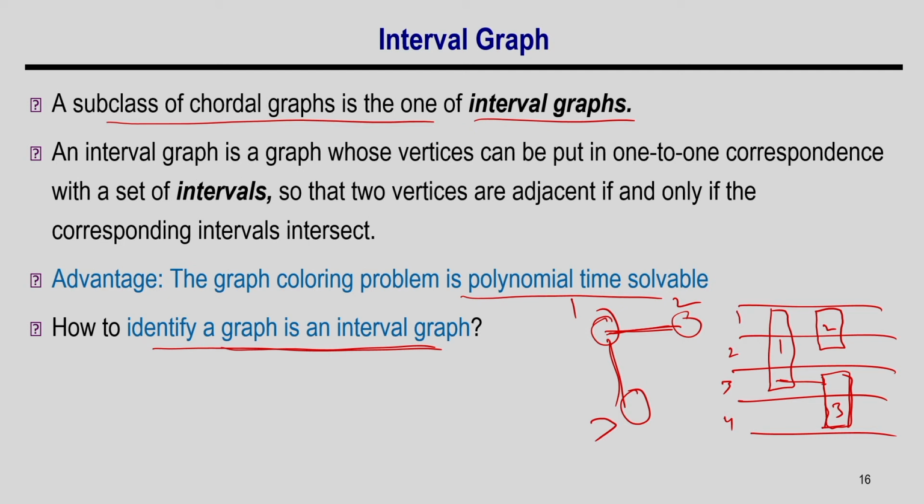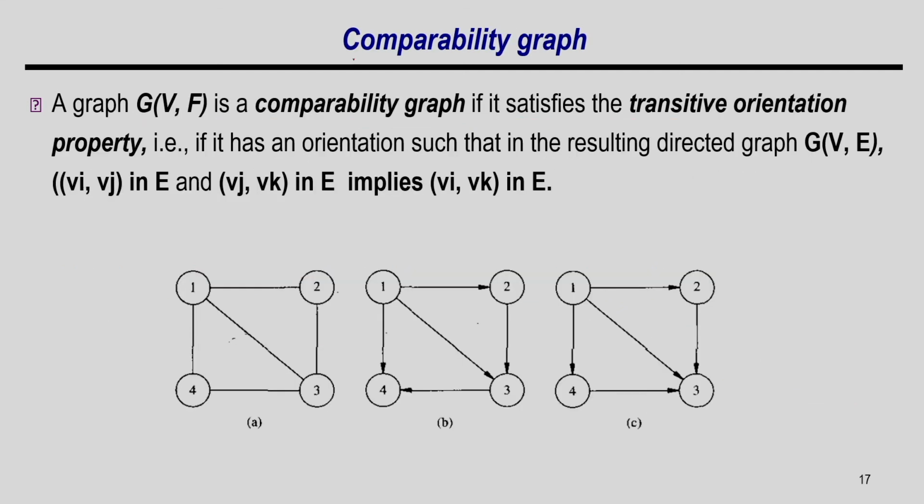Okay. So, for that let us try to understand another class of graph which is called comparability graph. In this graph, so far you understand this, all this complete graph, and the comparability graph is actually undirected.